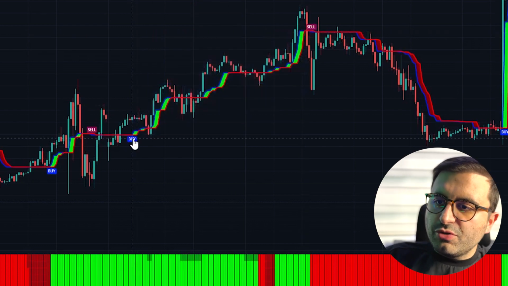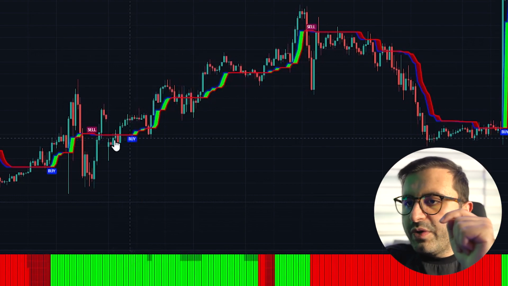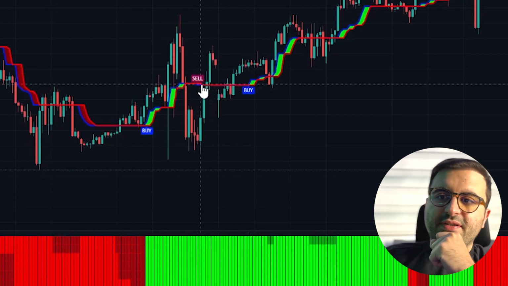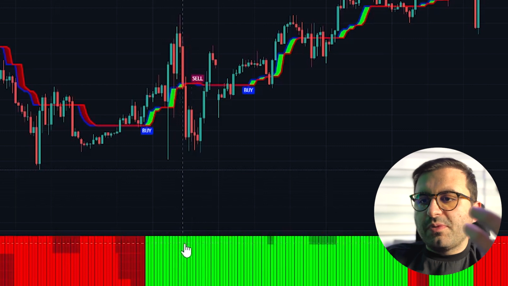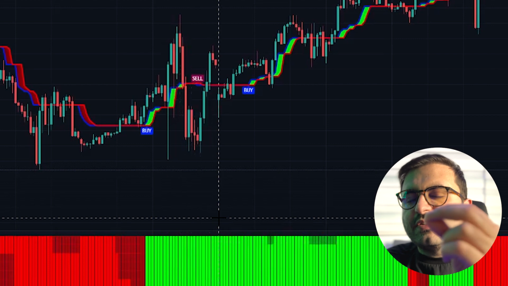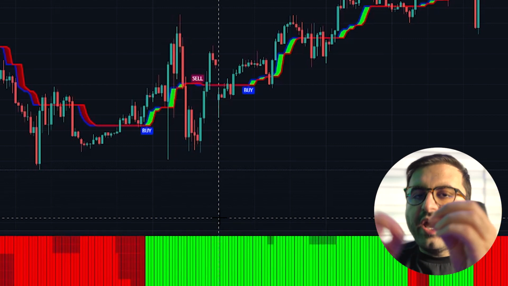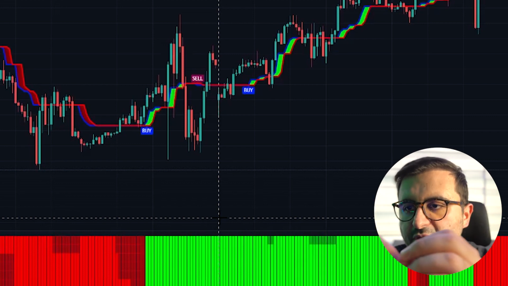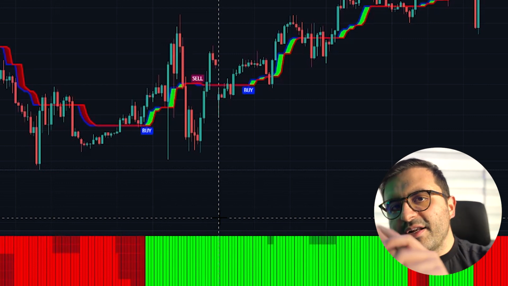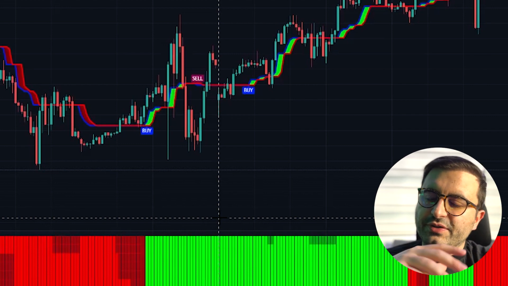We enter the position because we got a confirmation from the Donchian Trend Ribbon, and we got a sell signal just before that, but we didn't enter. Why? Because the Donchian Trend Ribbon was green, so there was no confirmation, and that's the reason why we are not taking the short position. So you have to get a confirmation with the signal. That's the only rule.